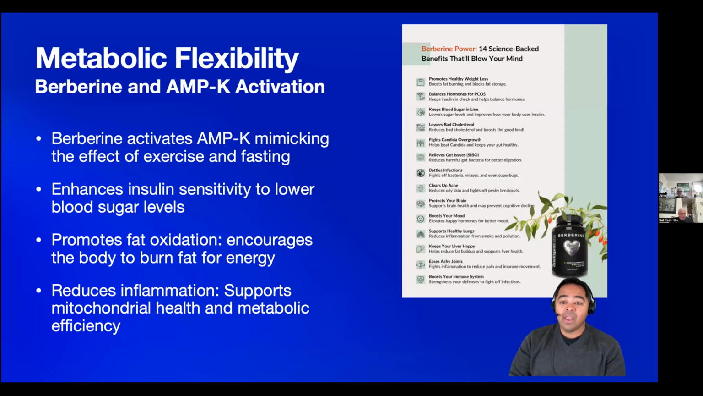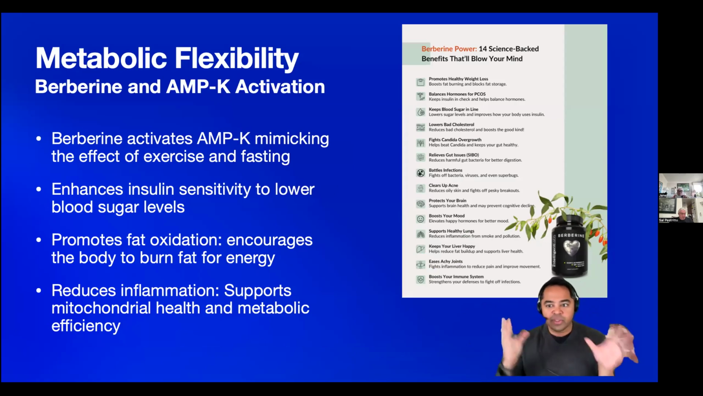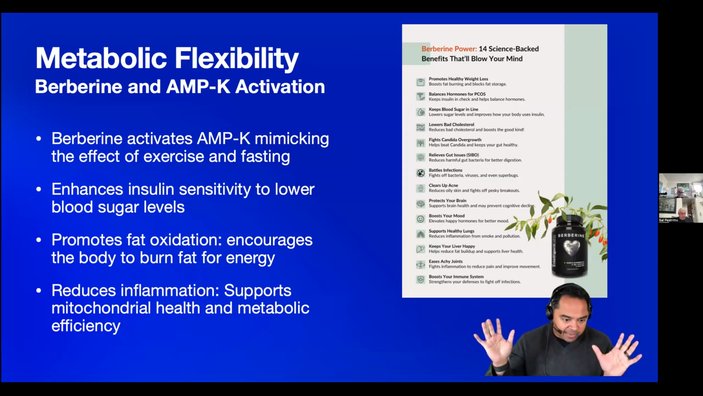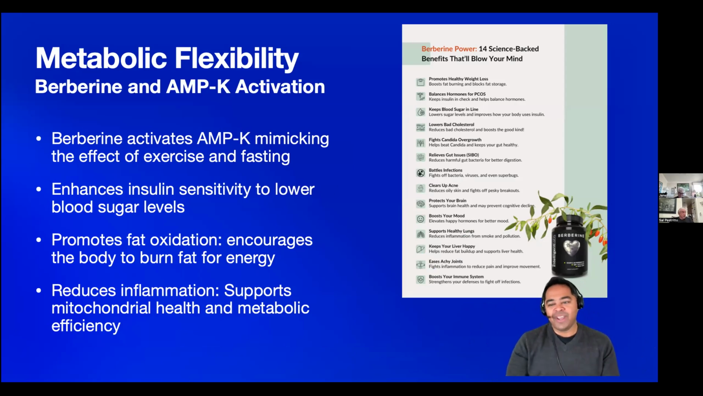Metabolic flexibility. One of the supplements that I love. We always want to do this naturally, right? Always, let me stress that again, we want to try natural first. But if we do need meds or supplements, there are some that help. Berberine is one that I absolutely love. It's derived from a citrus plant. And berberine activates AMPK, and it actually mimics the effect of exercise and fasting. So it pushes your body into using fat as fuel, enhances insulin sensitivity, promotes fat oxidation, and reduces inflammation, supporting mitochondrial health and metabolic efficiency.